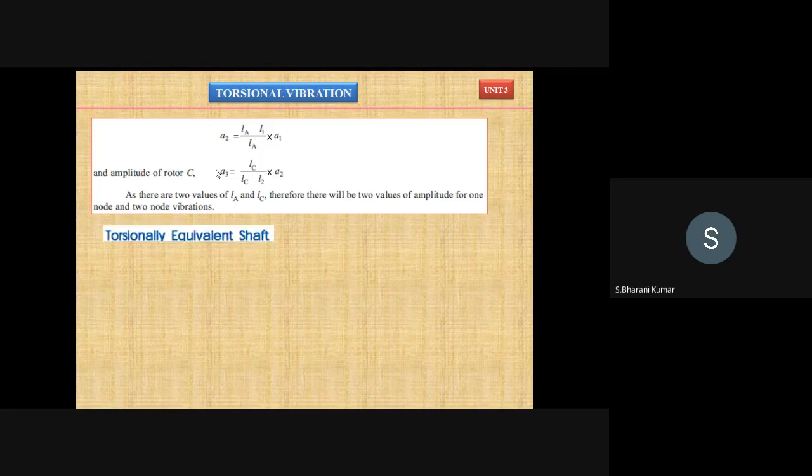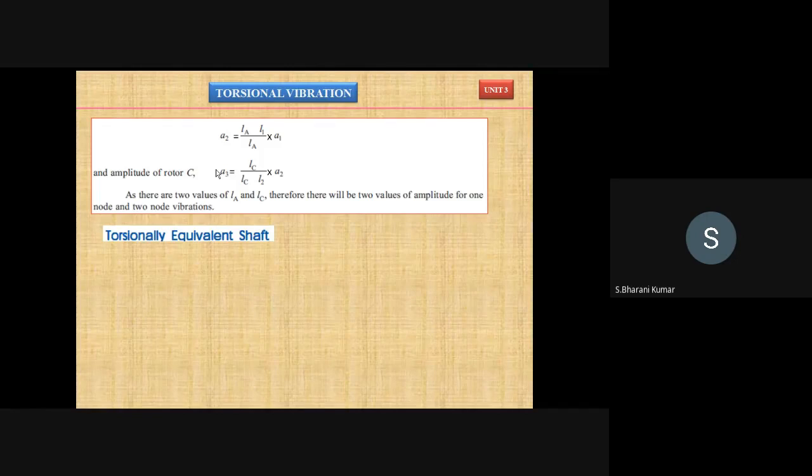Next is one more main topic, called the torsionally equivalent shaft. What we have seen already up to the single rotor, two rotor and three rotor systems, all the shafts have equal diameters. I am talking about the shaft diameter, not the rotor. All the shaft has the same diameter from start to end. For example, if the diameter of the shaft is 50 mm, one end is 50 mm, the other end is also 50 mm, and the middle is the same 50 mm.